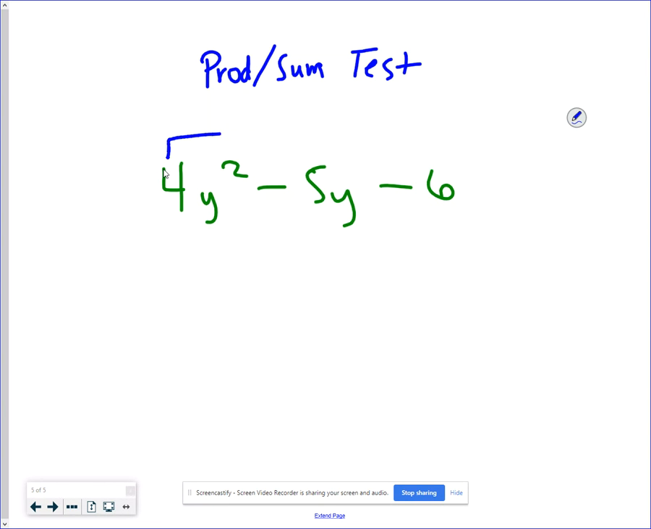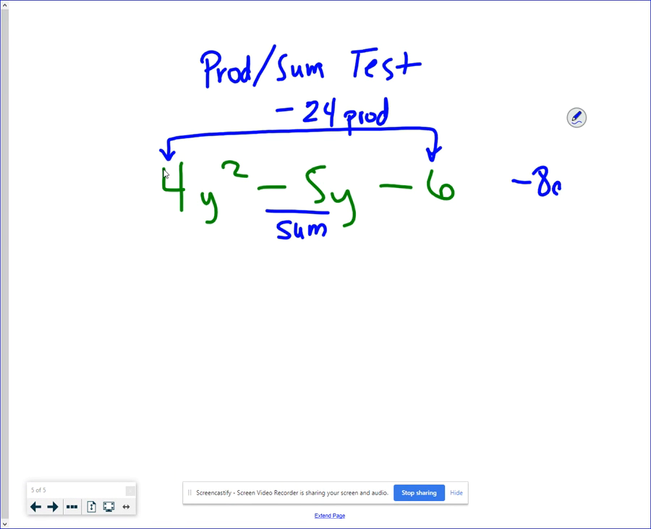So let's go 4 times -6 is -24. That's my product. The middle number is still my sum. Are there 2 numbers that multiply to be -24 and add to be -5? Yes. -8 and 3. So that means we can factor it. So we could do guess and check on this if we wanted to. But I did that on the last one, so I'm just going to remind you of the other method that we had. Slip and slide. So let's try slip and slide.